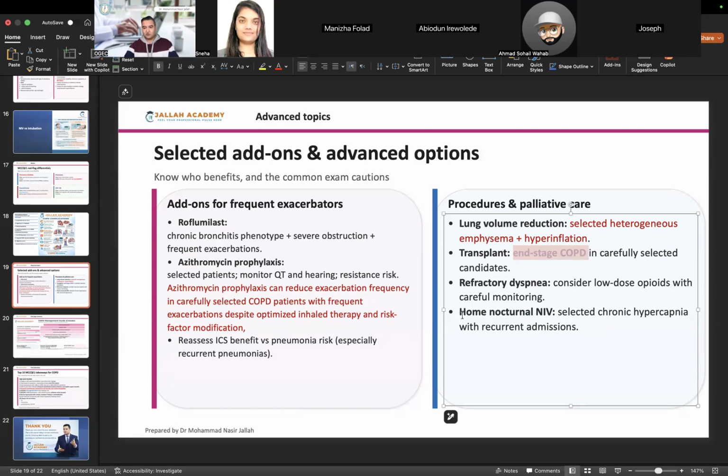Refractory dyspnea, consider low-dose opioids. This one is a little bit tricky. Refractory dyspnea. We all know the benzodiazepines, we all know the opioids, they are causing what? Central respiratory depression. So if they do, then why am I using opioids? Remember, if they want to test you on opioids, they give you a scenario about somebody where all the treatment has been exhausted and the patient does not want to do the surgery. And now it is planned to do palliative treatment. It means sooner or later, the patient is going to die.